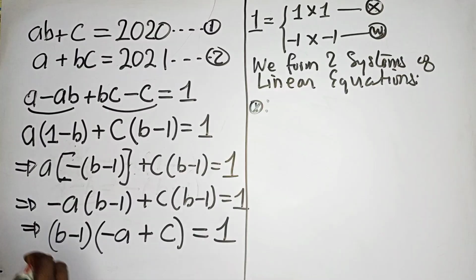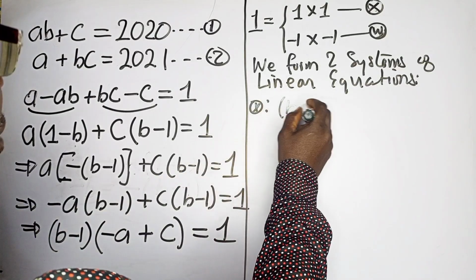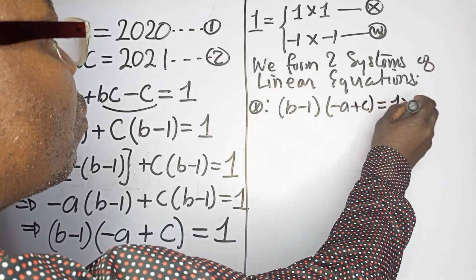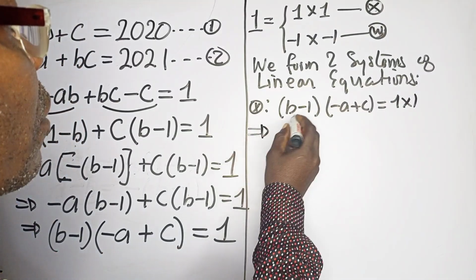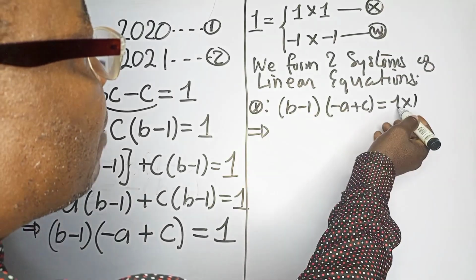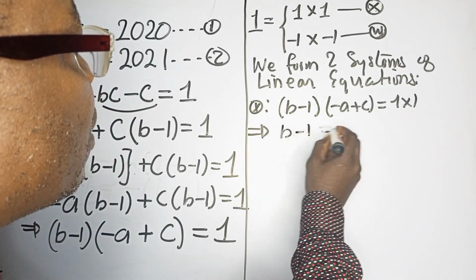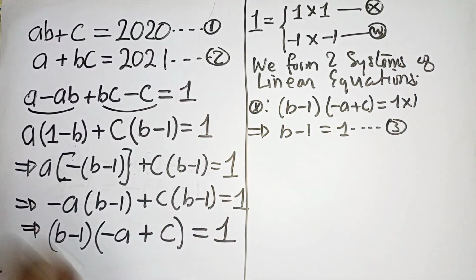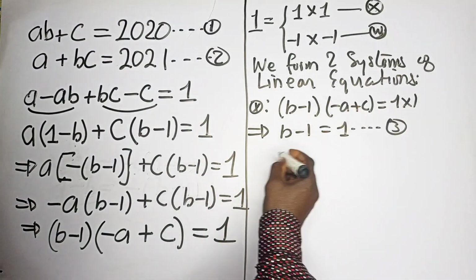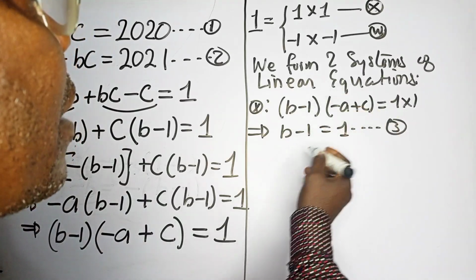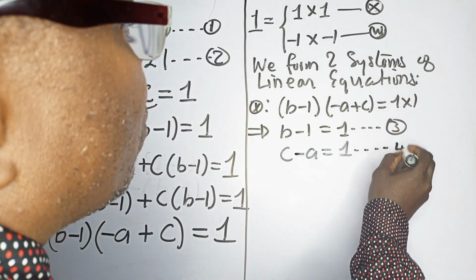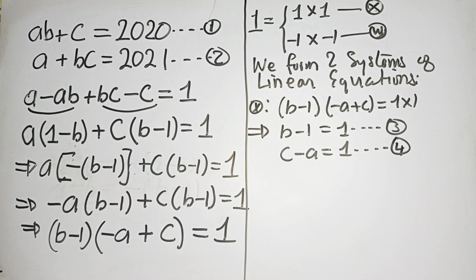Using star, we're going to obtain (b minus 1)(negative a plus c) is equal to 1 times 1. So when we match term for term, the first term goes with the first one there: b minus 1 is equal to 1. We call that equation 3, since we already have equation 1 and equation 2. And this negative a plus c can just be written as c minus a. So we'll say c minus a is equal to 1, equation 4. This is the first system of equations that we have.